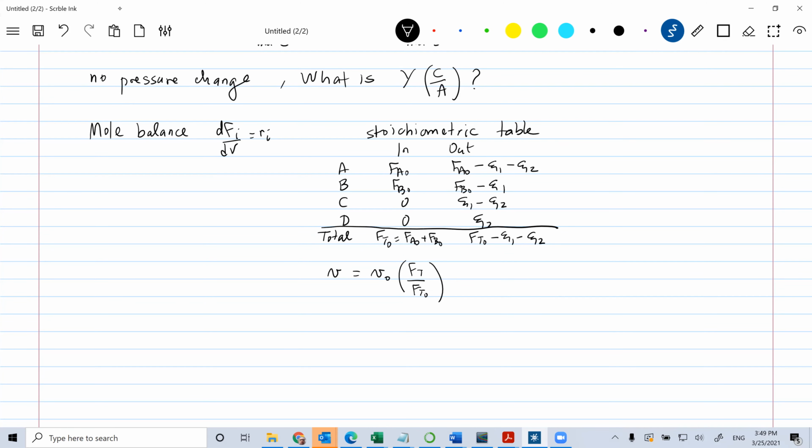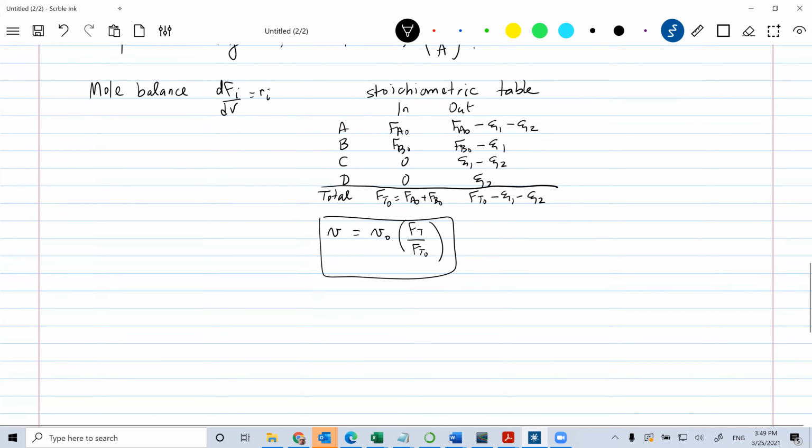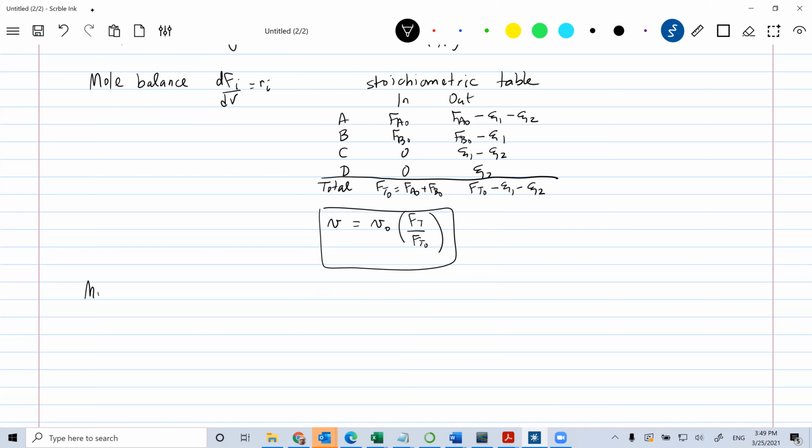Okay, so we don't have any temperature change and we don't have any pressure change, so we're good there. So we have our V, so we know that C_A, and now let's go back to our mole balance for a second. We can do a mole balance. Let's do it on, let's see.